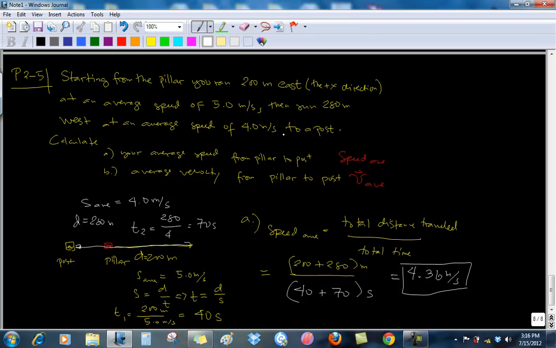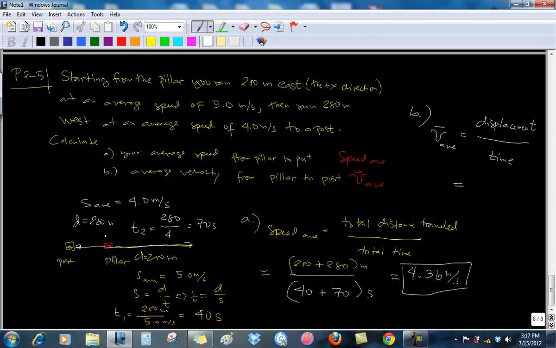Now, letter B is also tricky. To solve for letter B, average velocity from pillar to post. When we solve for average velocity, the formula you need to watch is displacement, I don't know what symbol is used for displacement, but maybe D. Resultant displacement over total time. Okay? Displacement means how far from where he started.